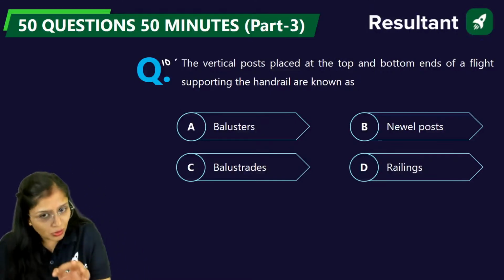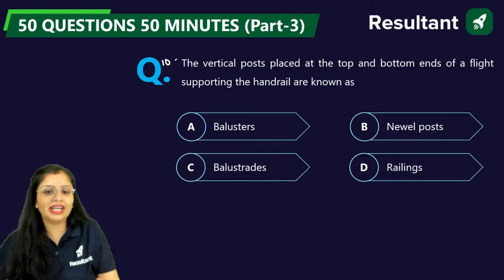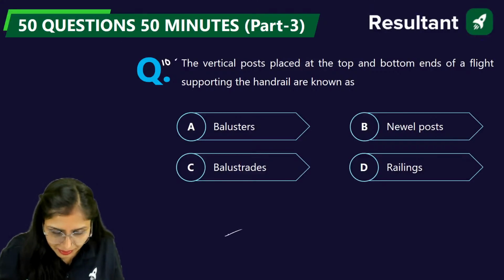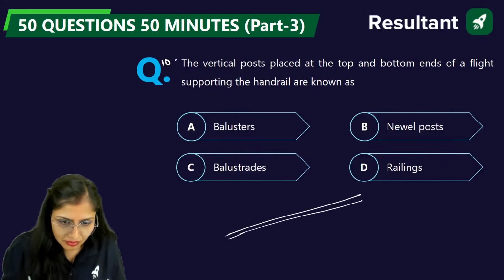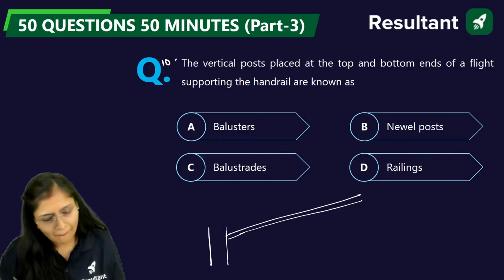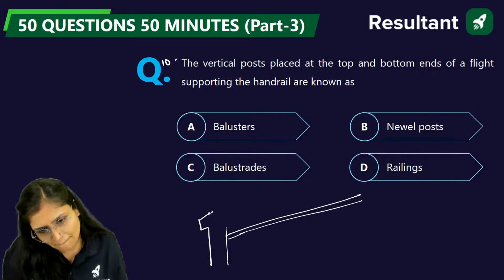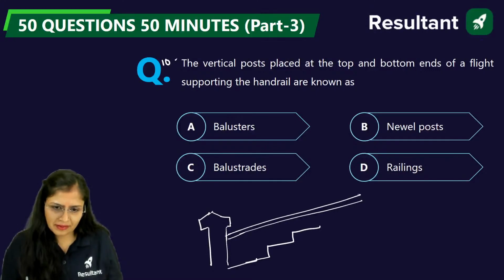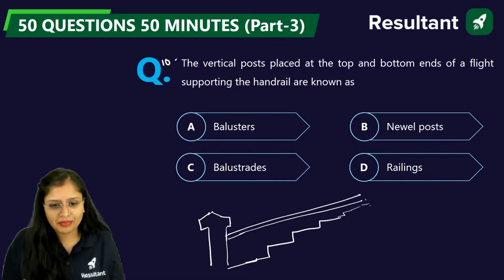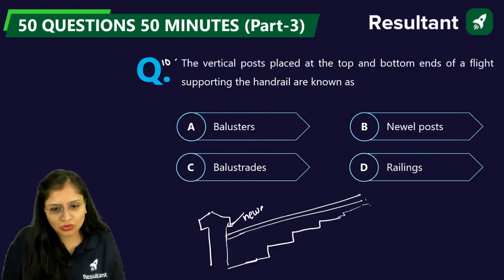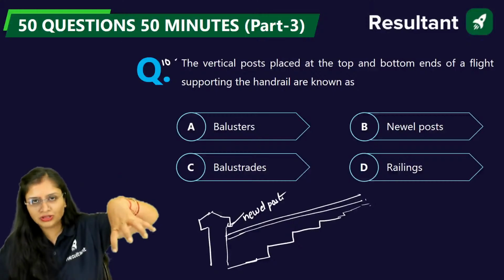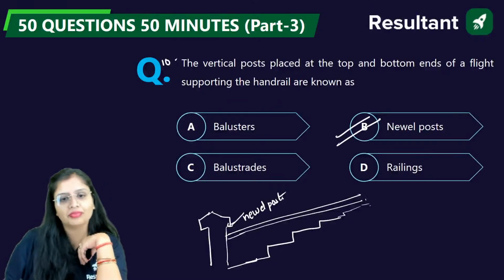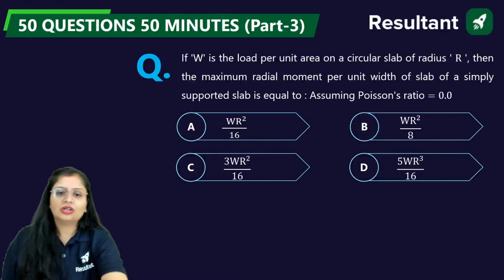Now question number 10. The vertical post placed at the top and bottom ends of a flight supporting the handrail. This is the handrail. So this portion you call it as newel post. Vertical post, top side and bottom side. So it is placed, that is known as what? Newel post. So B will be the answer.